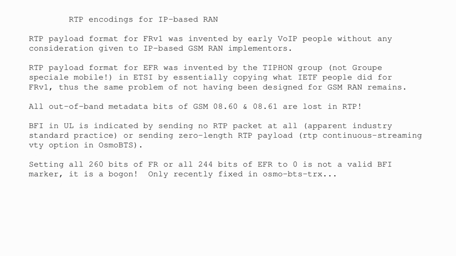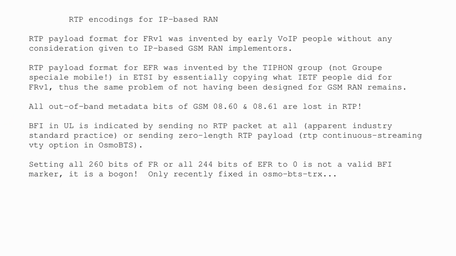So there was just no consideration of open source IP-based GSM RAN, and the people were just thinking of taking the GSM 06.10 codec and repurposing it for applications that have nothing whatsoever to do with GSM. And so that's how they came up with the RTP payload formats. Then I don't know what this TIPHON group in ETSI was, but obviously it was not the Groupe Spécial Mobile. I'm sorry, my French is very rusty. They just very obviously copied FR1, and so all of the metadata bits were dropped.